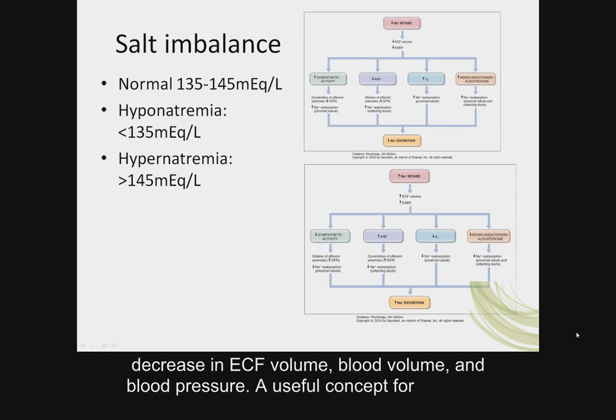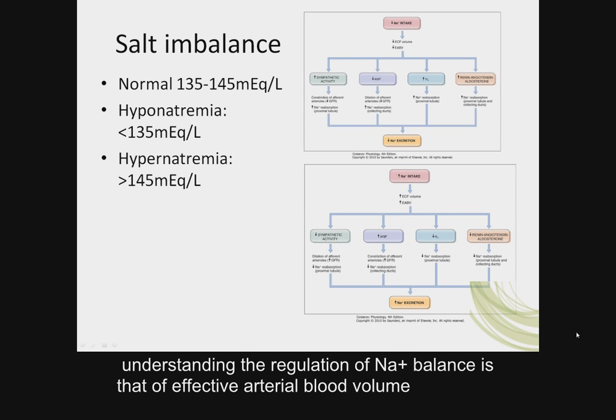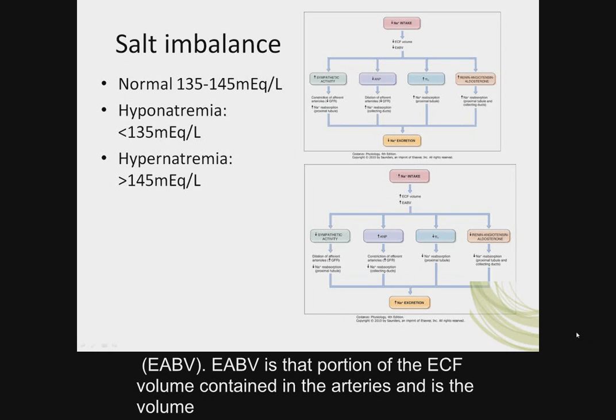increase in ECF volume and blood pressure. A decrease in the amount of sodium below 135 milliequivalents per liter, which is hyponatremia, leads to a decrease in ECF volume and blood pressure.